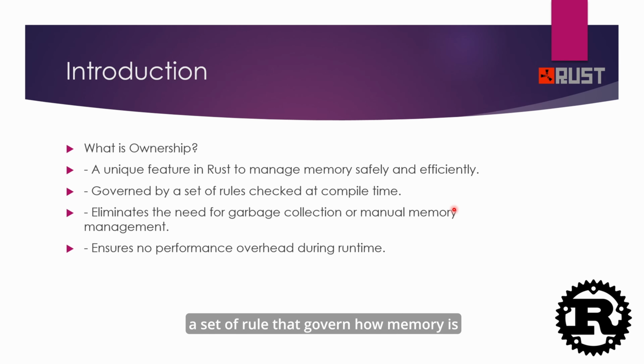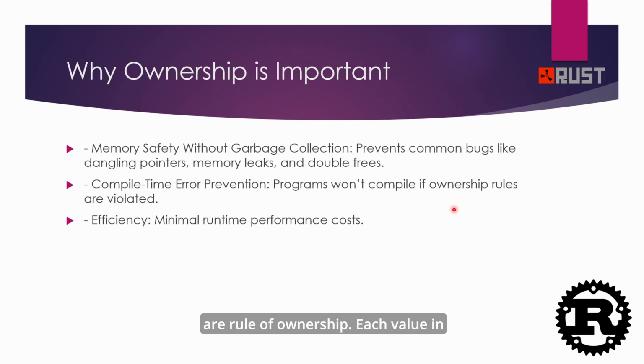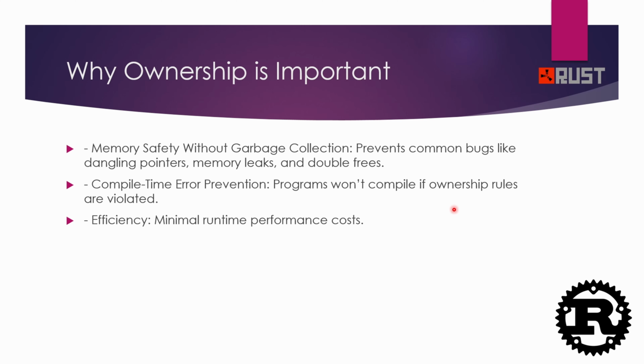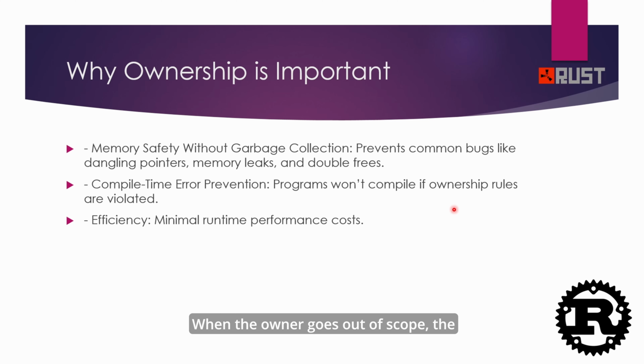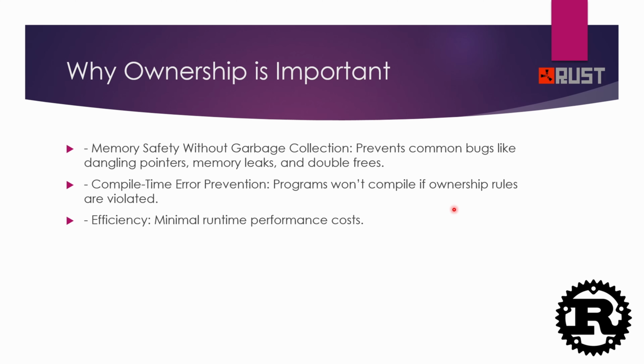Ownership in Rust is a set of rules that govern how memory is managed in a Rust program. Unlike languages with garbage collection like Python or Java, or manual memory management like C or C++, Rust's ownership system ensures memory safety without a garbage collector. Here are the rules of ownership. Each value in Rust has an owner. There can only be one owner at a time. When the owner goes out of scope, the value is dropped. The compiler enforces these rules, ensuring your program is safe and free of common bugs.